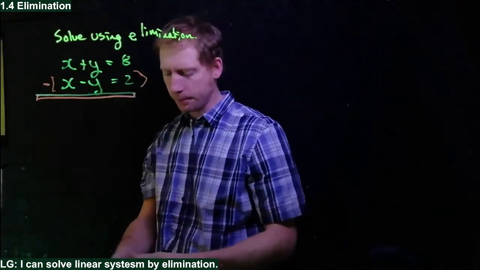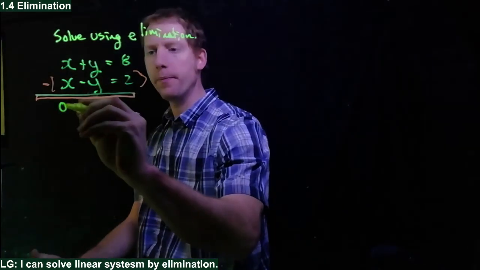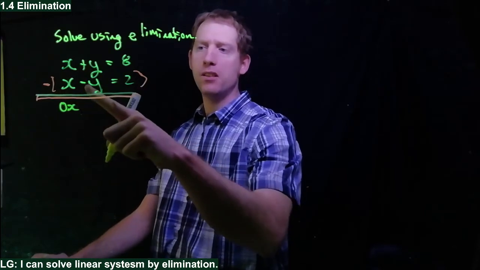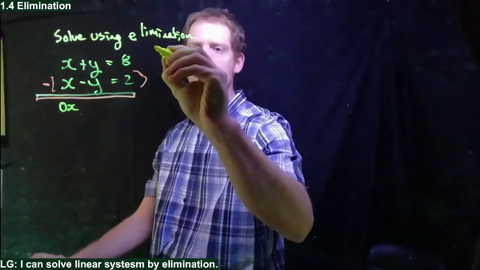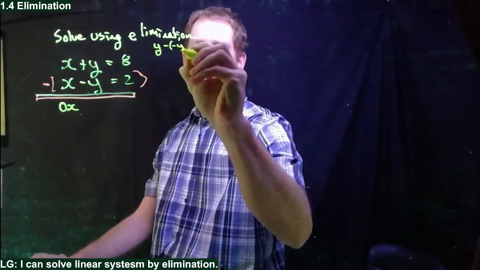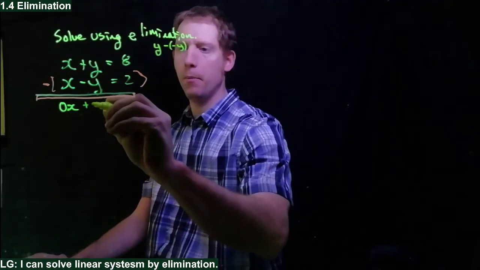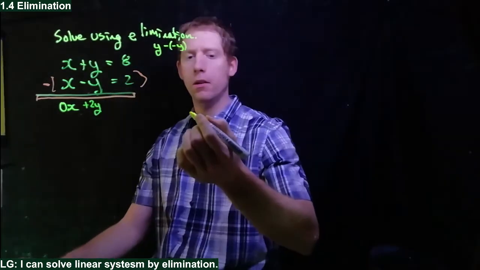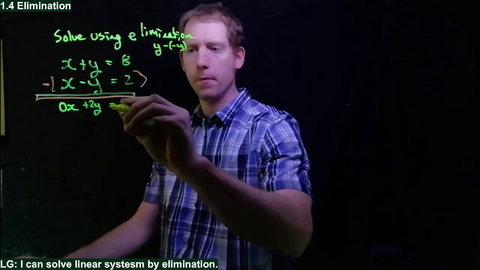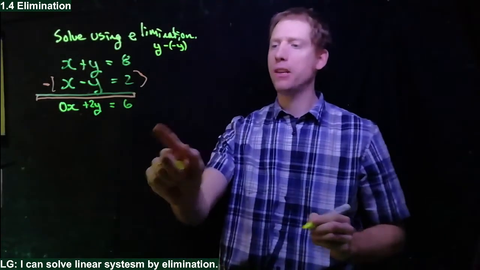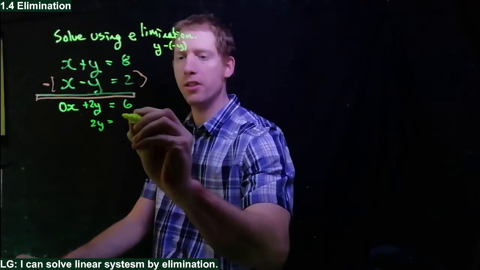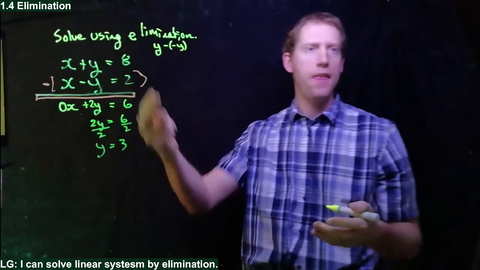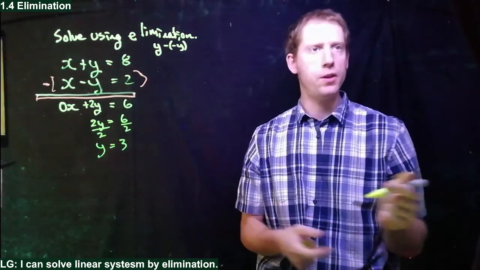x minus x, I have 0 x's. x plus y minus plus y, that's the same as saying y minus y, so that's the same as plus. That's going to be plus 2y. 8 minus 2, we get 6. And so now effectively my equation is 2y is equal to 6, so therefore y is equal to 3. You can see that this method is much faster than using substitution.